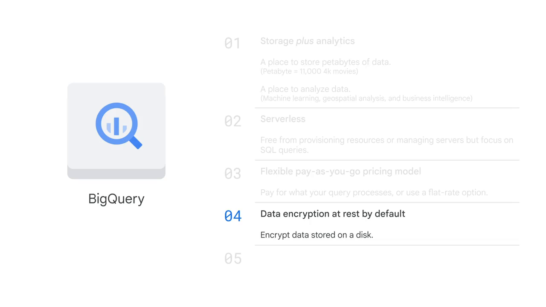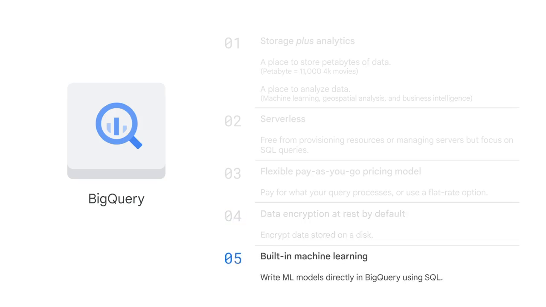BigQuery has built-in machine learning features, so you can write ML models directly in BigQuery using SQL. Also, if you decide to use other professional tools, such as Vertex AI from Google Cloud, to train your ML models, you can export datasets from BigQuery directly into Vertex AI for a seamless integration across the data-to-AI lifecycle.